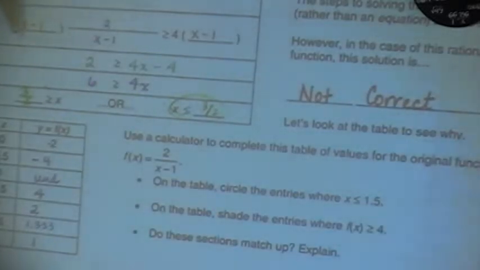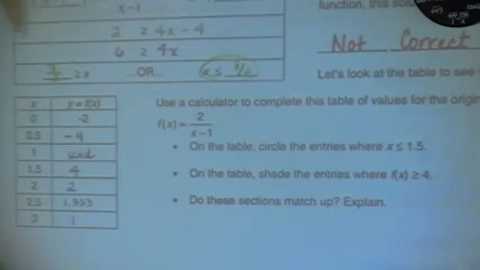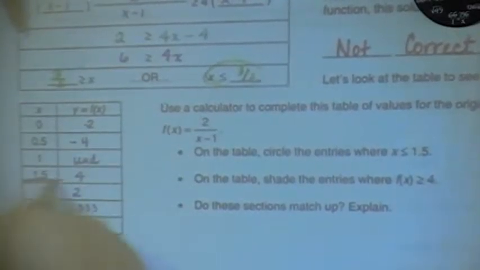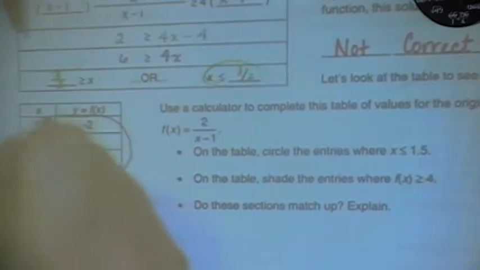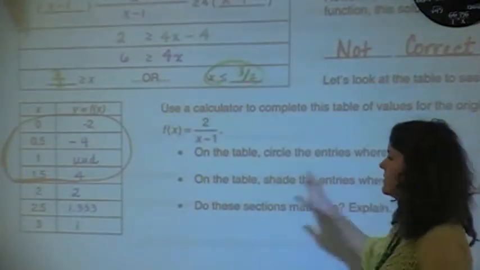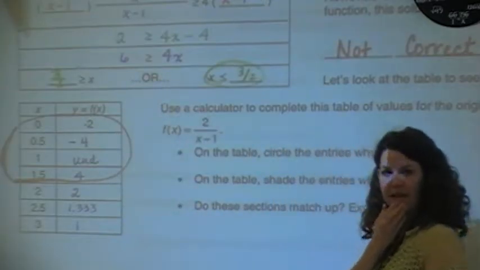Now it says use your calculator to complete the table. I just did that. On your table, circle the entries where x is less than or equal to 1.5. So here's x is 1.5. All of these are less than 1.5, yes? This one is where x equals 1.5, and then all of those are where x is less than 1.5, yeah? Everybody good?